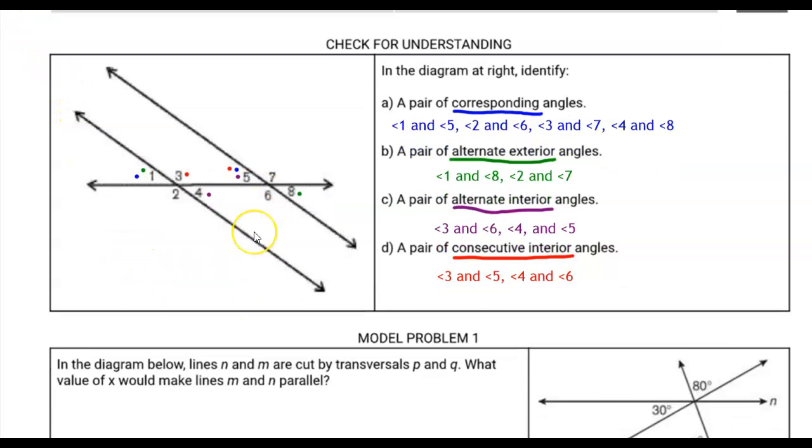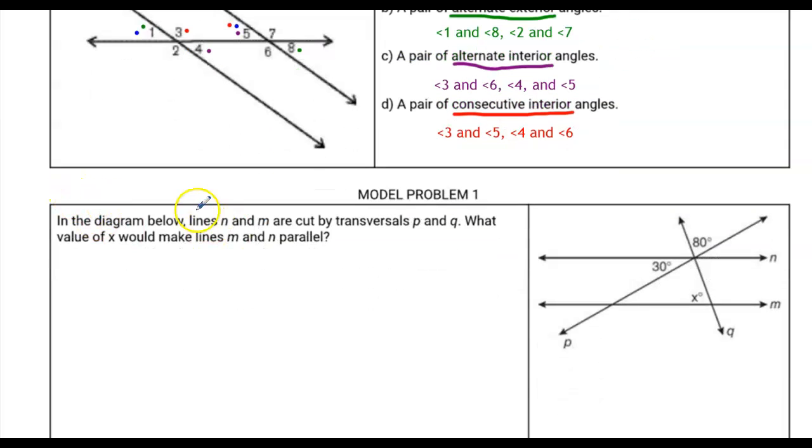All right, how does this look in an actual problem? Well, let's see. In the diagram, it tells us that lines N and M are cut by transversals P and Q. So both P and Q are these transversals. They intersect both parallel lines. Which value of X would make lines M and N parallel? So it doesn't say that they're parallel, but it says which value of X would make them parallel.